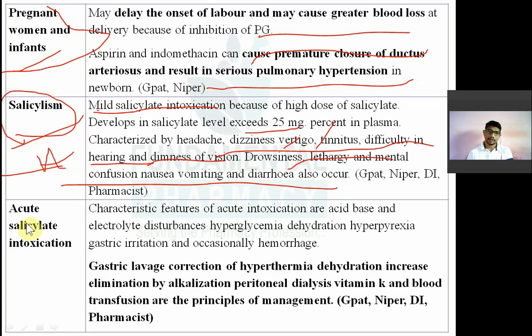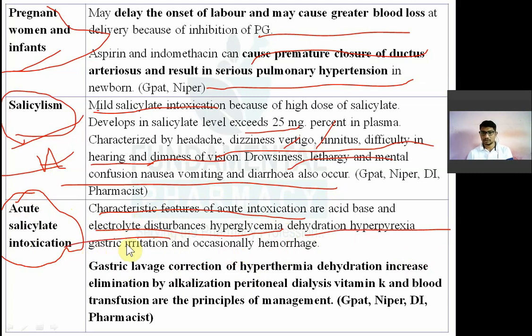Then acute salicylate poisoning होगा उसका या फिर overdose होगा salicylic acid का. क्या measures है? What are the different drugs used? Your characteristic feature of acute intoxication. Acute poisoning हो गया आपको salicylic acid का. उसके symptoms क्या है? Acid base and electrolyte disturbances, then hyperglycemia, dehydration, hyperpyrexia, gastric irritation, hyperacidity, and hemorrhage or gastric bleeding. These are the acute intoxication.